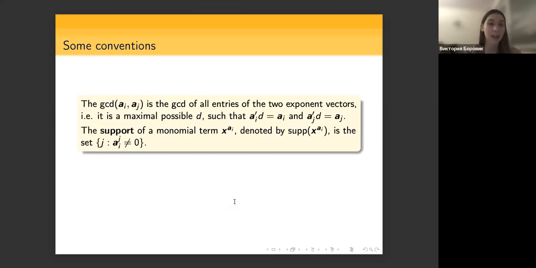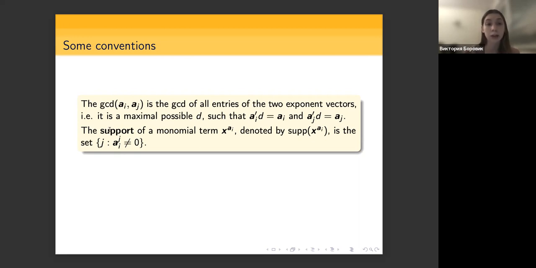Okay, and some more conventions. The greatest common divisor of two exponent vectors, a sub i and a sub j, is the greatest common divisor of all entries of these two exponent vectors. In other words, it is the maximal possible d such that a sub i is d multiplied by some other exponent vector, and a sub j is d multiplied by some other exponent vector as well. We will need this for some technical lemmas and so on.